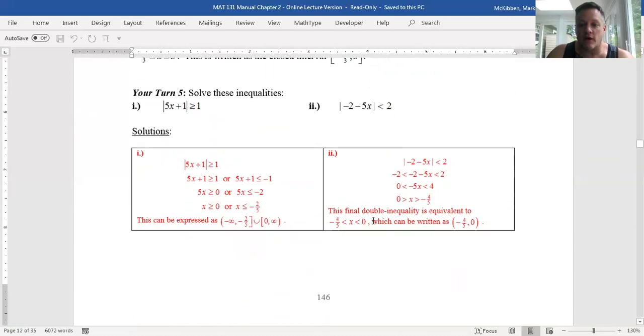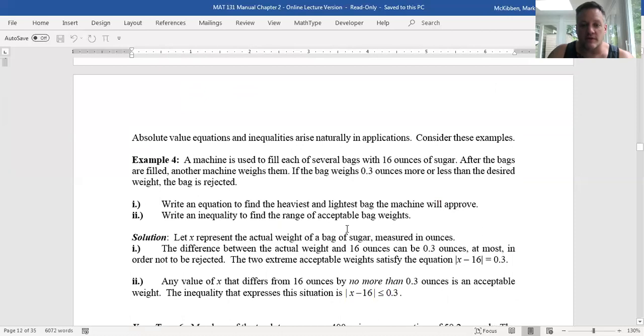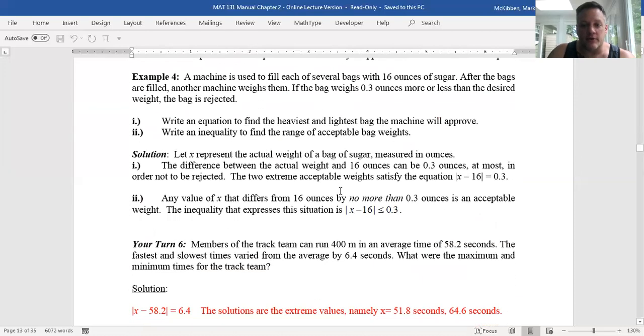So if you solve those, remember this is a bigger than or equal to 1, so I'm going to write this as two separate inequalities with an or. This is a something less than 2, so I'm writing it as a double inequality. And then I'll let you read the example on your own.